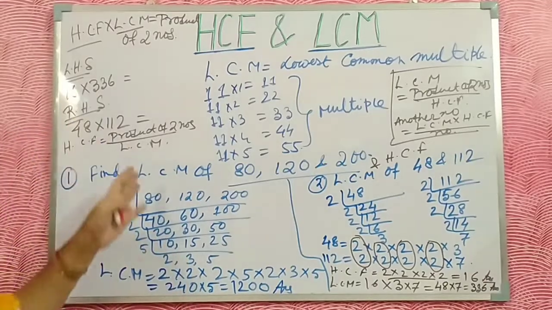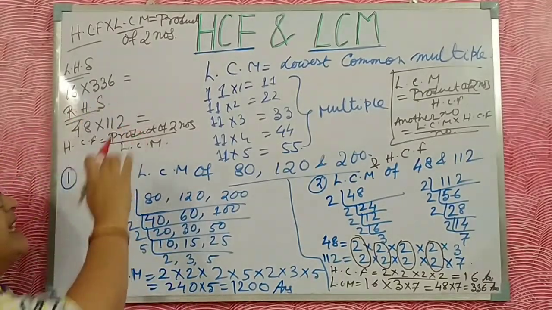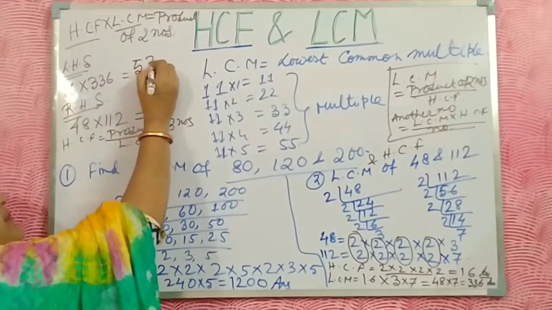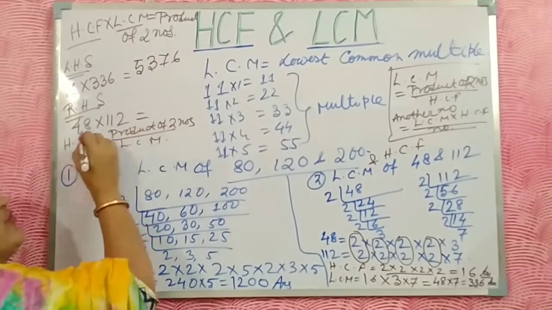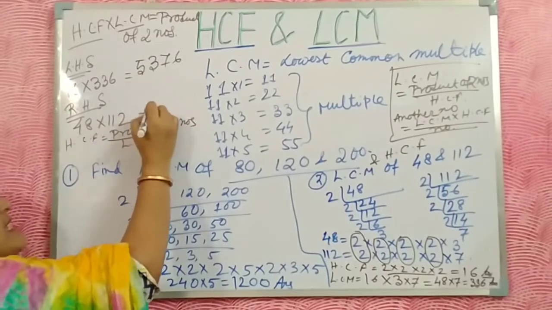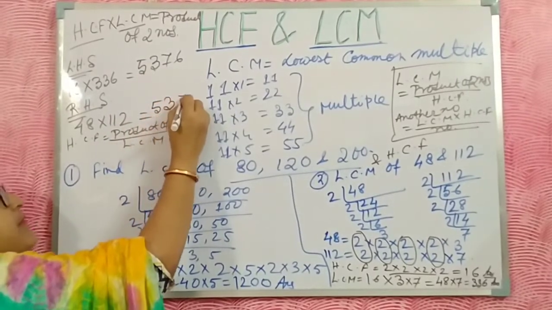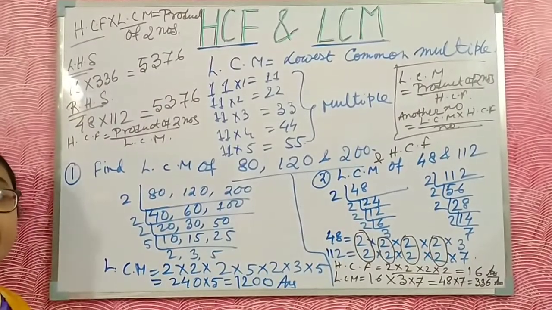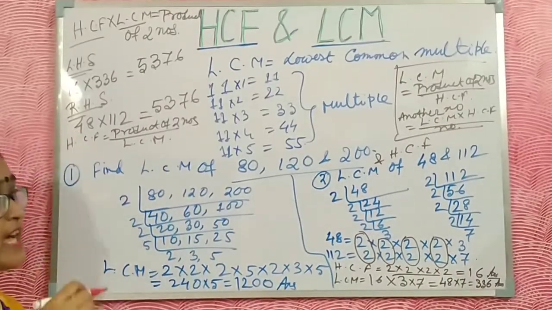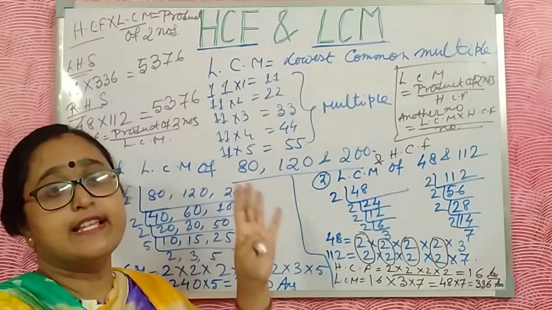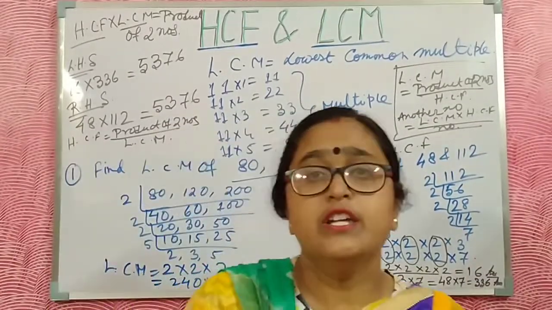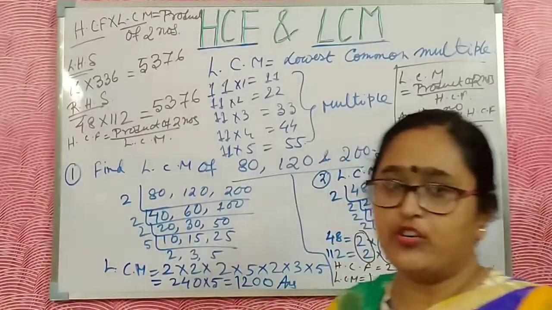Now you do the multiplication. The answer becomes 5376, and you can do the other multiplication. The answer becomes the same, 5376. That's why my LCM and HCF is correct for this sum. This is the checking process also, to see whether your LCM and HCF is correct or not.